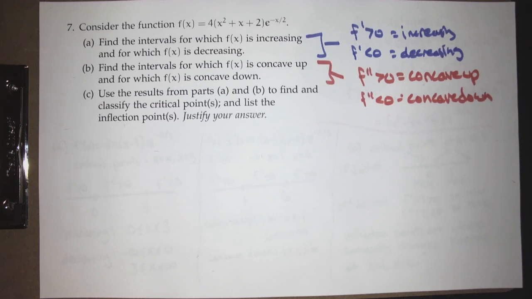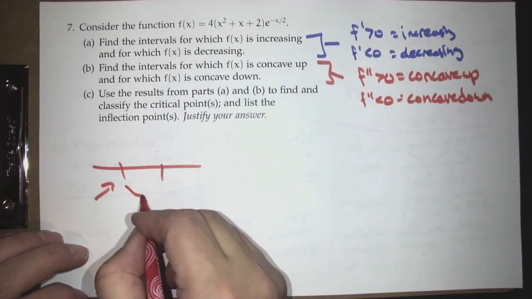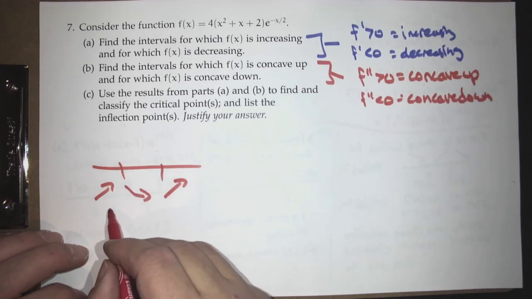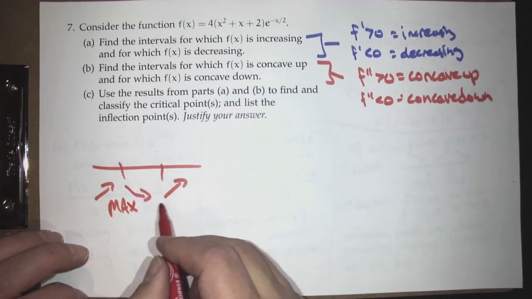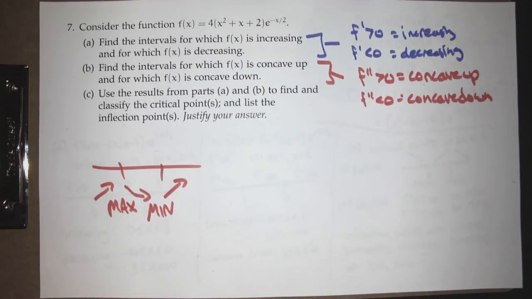How do you classify critical points? What test? Well, you have two options. You have the first derivative test. First derivative test, what do you do? You look at what's happening on either side, right? If I see going up and going down, that says, oh, I'm at a max. If I see going down and going up, I'm at a min. So you can use increasing, decreasing on both sides to figure out what's happening at the point.